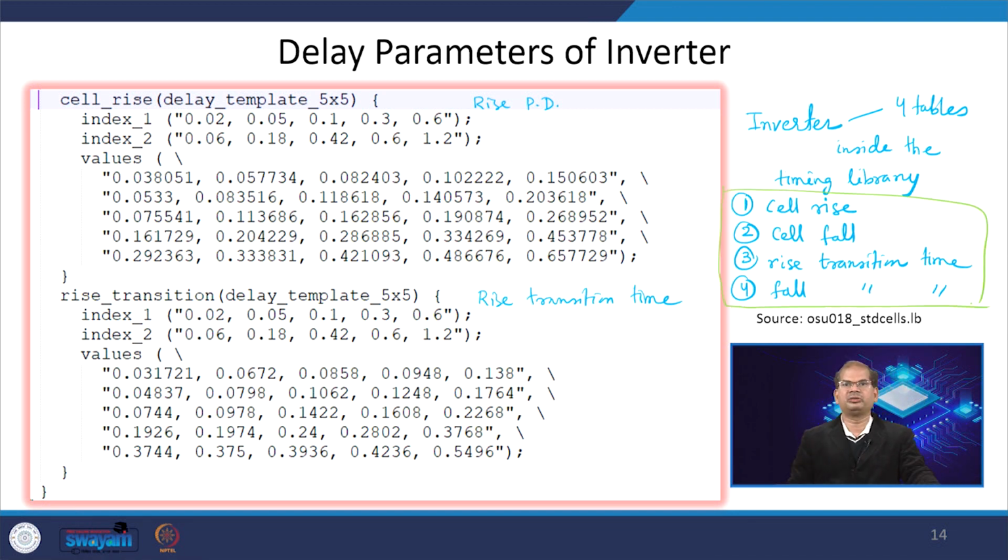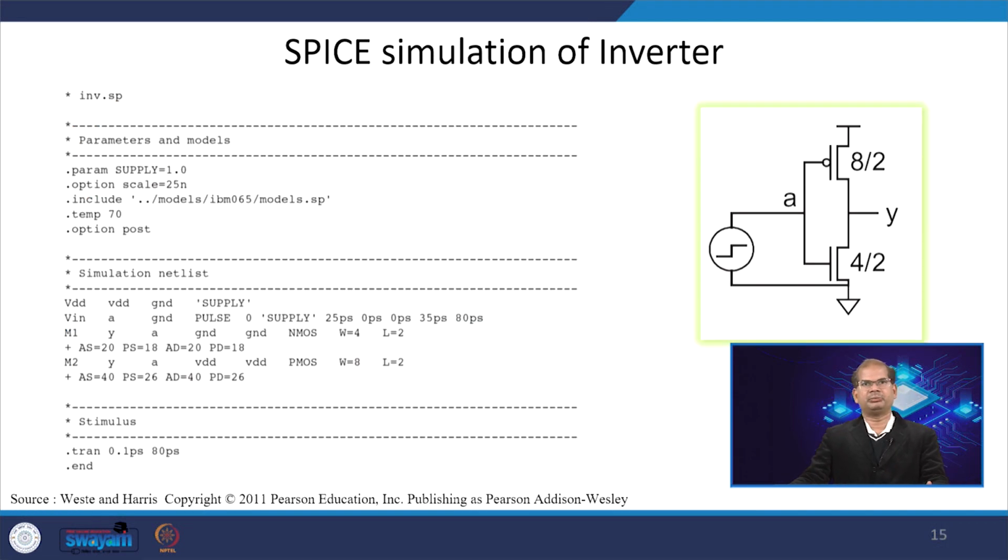Similarly, if I go to the NAND gate, depending upon the number of arcs, each arc should have 4 tables. So for any logic gate whose timing information needs to be stored in the timing library, we find the number of arcs in that gate, then for each arc we store cell rise, cell fall, rise transition time, and fall transition time. So we discussed what the tables inside the .lib or Liberty file are.